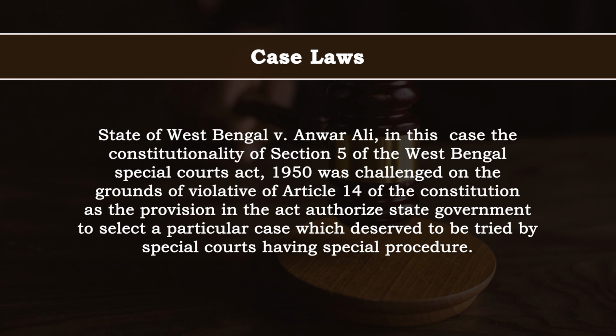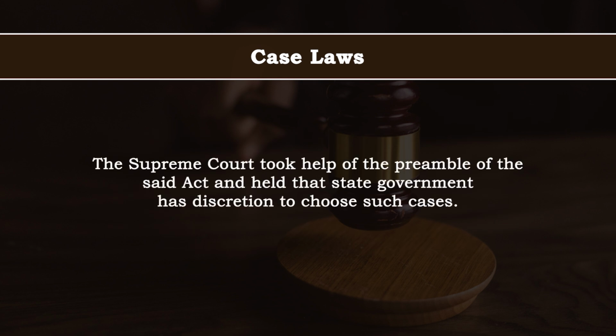In another case, State of West Bengal versus Anwar Ali, the constitutionality of Section 5 of the West Bengal Special Courts Act 1950 was challenged on the ground that it is violative of Article 14 of the Constitution, as the provisions in the Act authorize the state government to select a particular case which deserved to be tried by special courts having special procedure. The Supreme Court then took the help of the preamble of the said Act and held that the state government has the discretion to choose such cases.